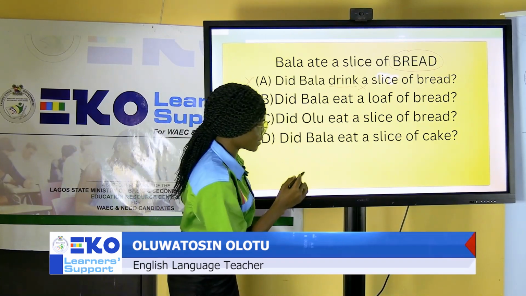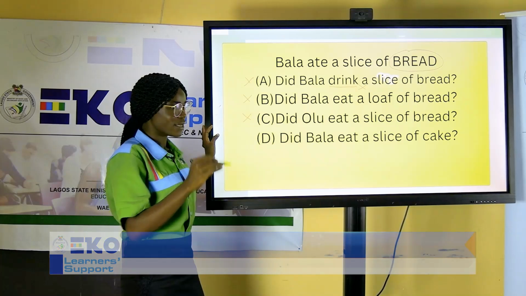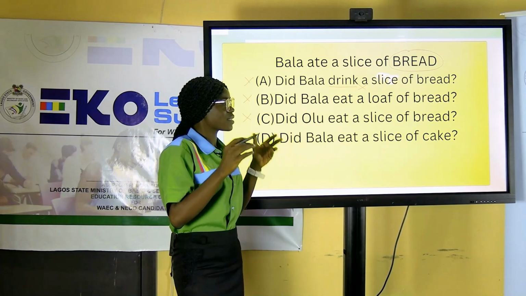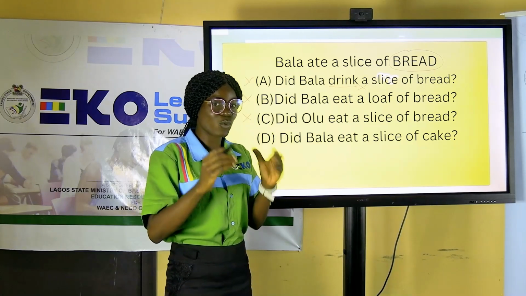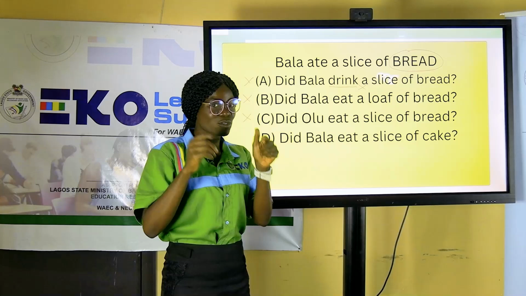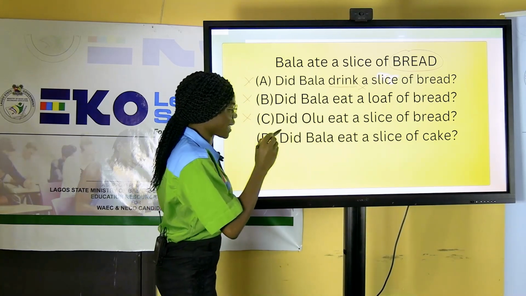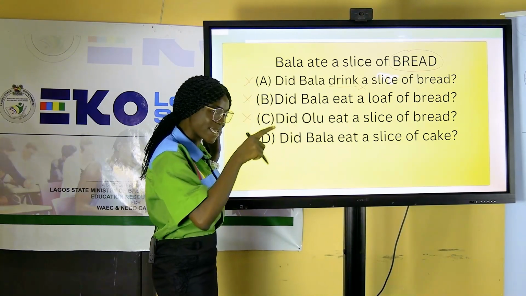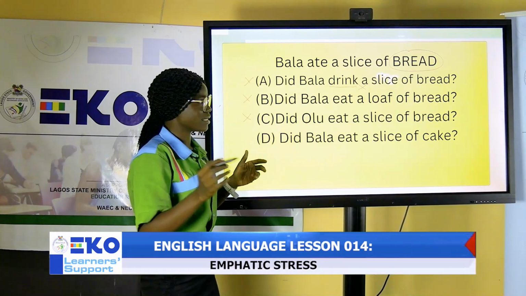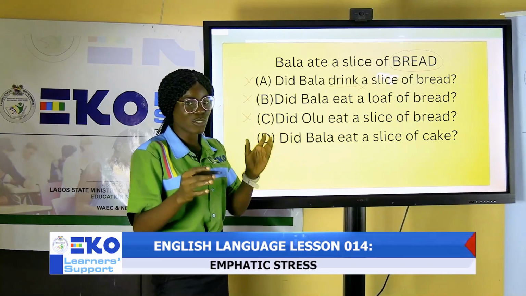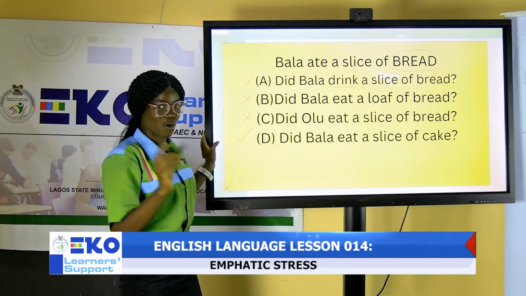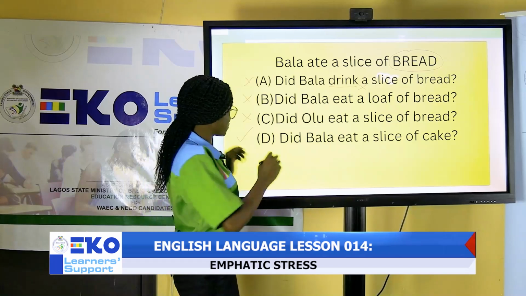Did Bala eat a slice of cake? Don't forget that I said the emphatic stress is usually the word written in capital letters, which means that the emphasis is on that word. Did Bala eat a slice of cake? That is different from what we are emphasizing. The emphasis is on bread, not on cake. So D is the correct answer. I hope you understand that. Let's practice more questions.